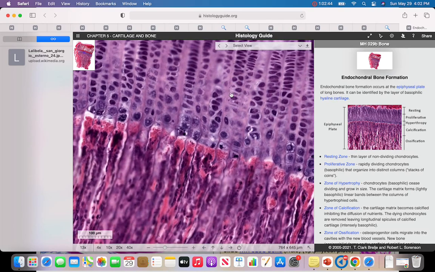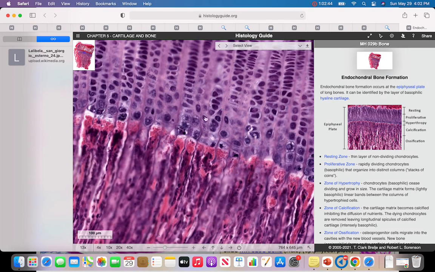The fourth zone is known as the zone of calcification. The cartilage matrix becomes calcified. So when it becomes calcified, chondrocytes will not get nutrition. Normally, chondrocytes get nutrition by simple diffusion. But when it's calcified, it's hard to get nutrition. So the chondrocytes undergo apoptosis, or the chondrocytes will die.